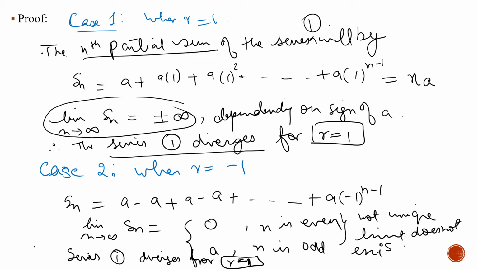So this is for r is equal to 1, and when you consider r is equal to minus 1, again the limit is coming to be not unique, and therefore the limit of this does not exist, and so the series 1 will diverge for r is equal to minus 1 also. Now let us take case 3, that is when mod of r is not equal to 1.